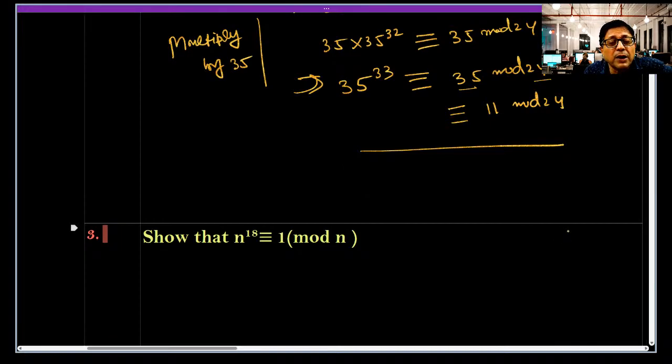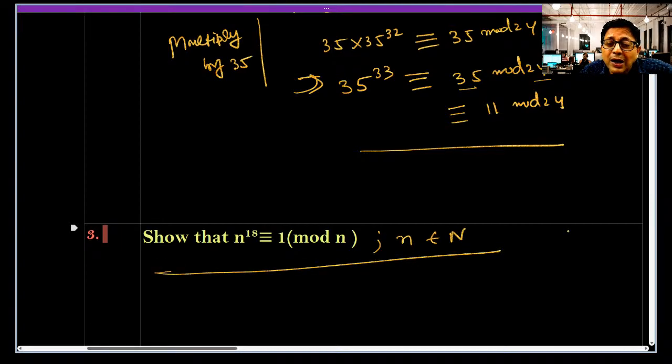Okay, let us do this one. Show that n to the power 18 is congruent with 1 mod n. How to prove this? What is the easiest way to get it? Think before I do it here.